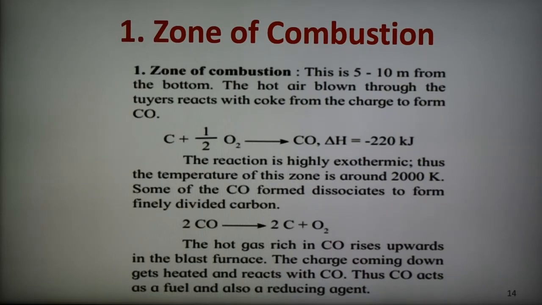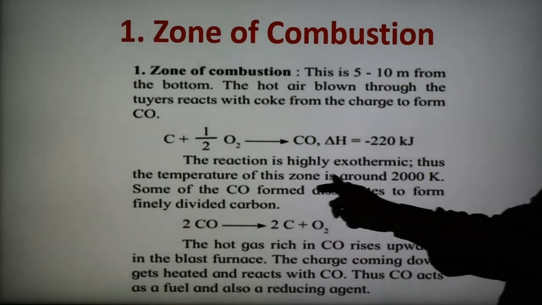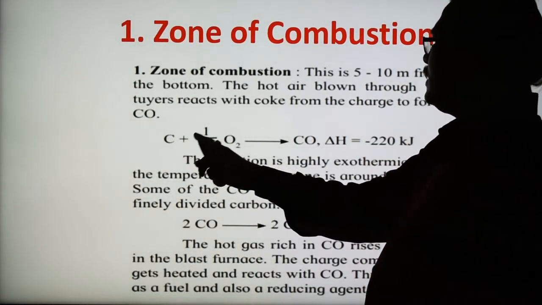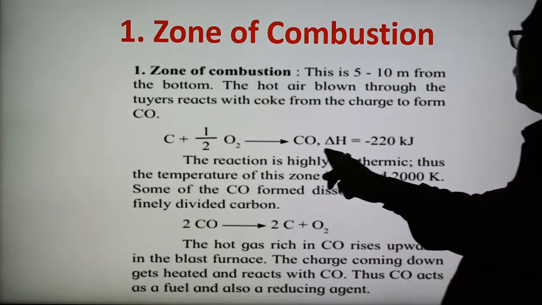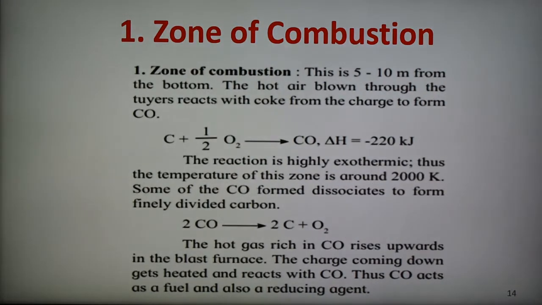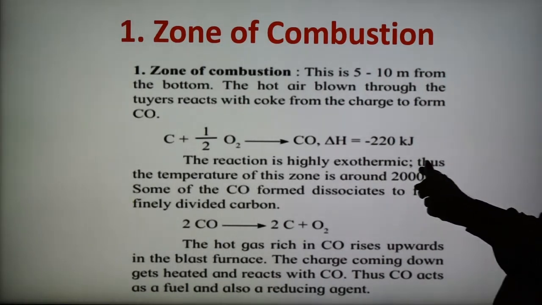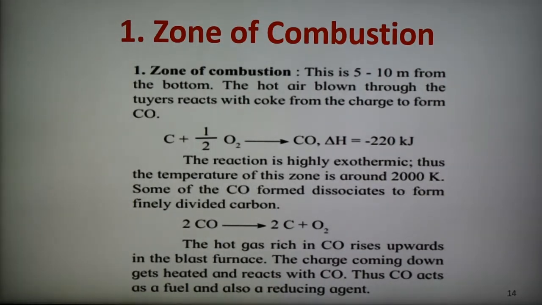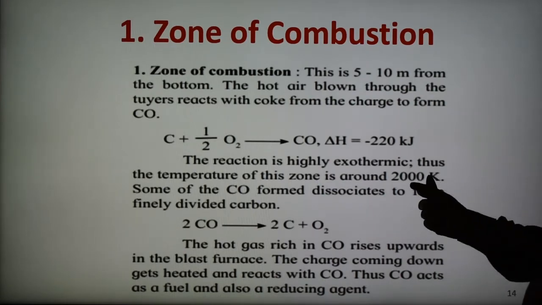This reaction is shown here: carbon reacts with oxygen forming carbon monoxide, and some amount of heat is evolved. Therefore the reaction is known as exothermic, because heat energy is evolved here. Therefore the temperature of the zone is around 2000 Kelvin.